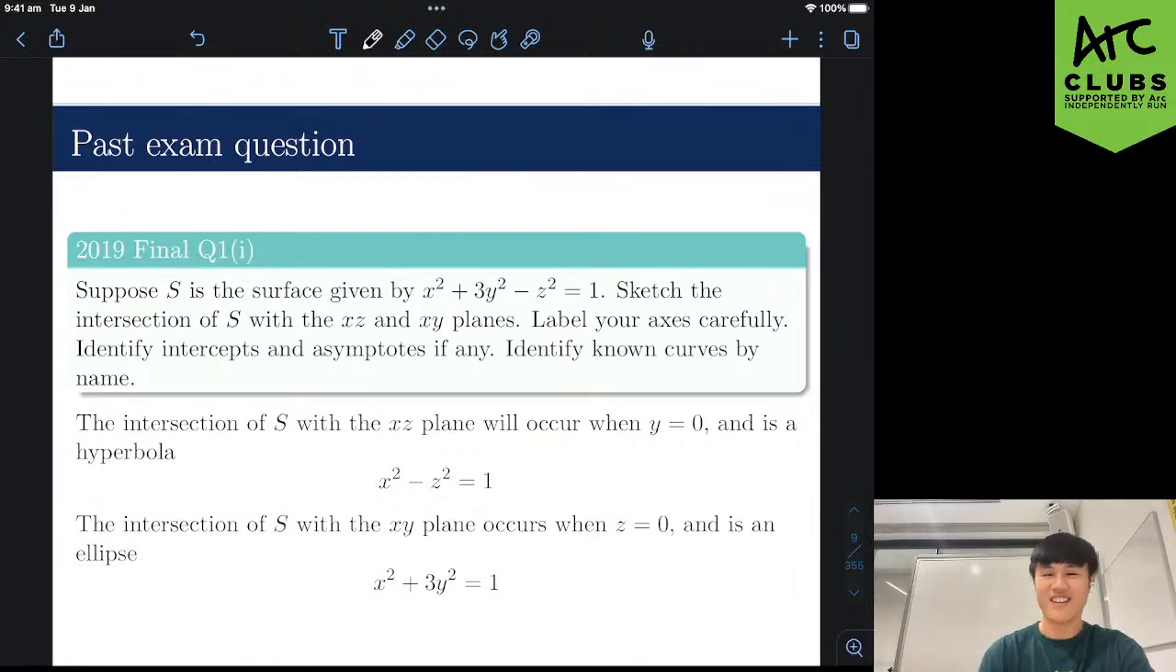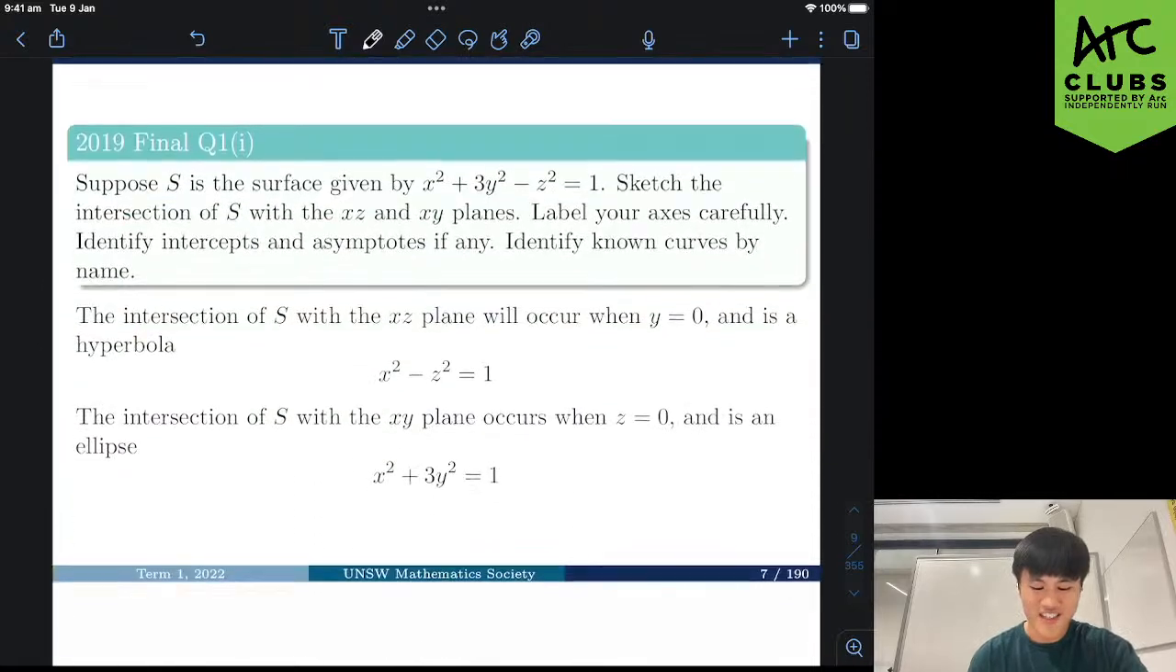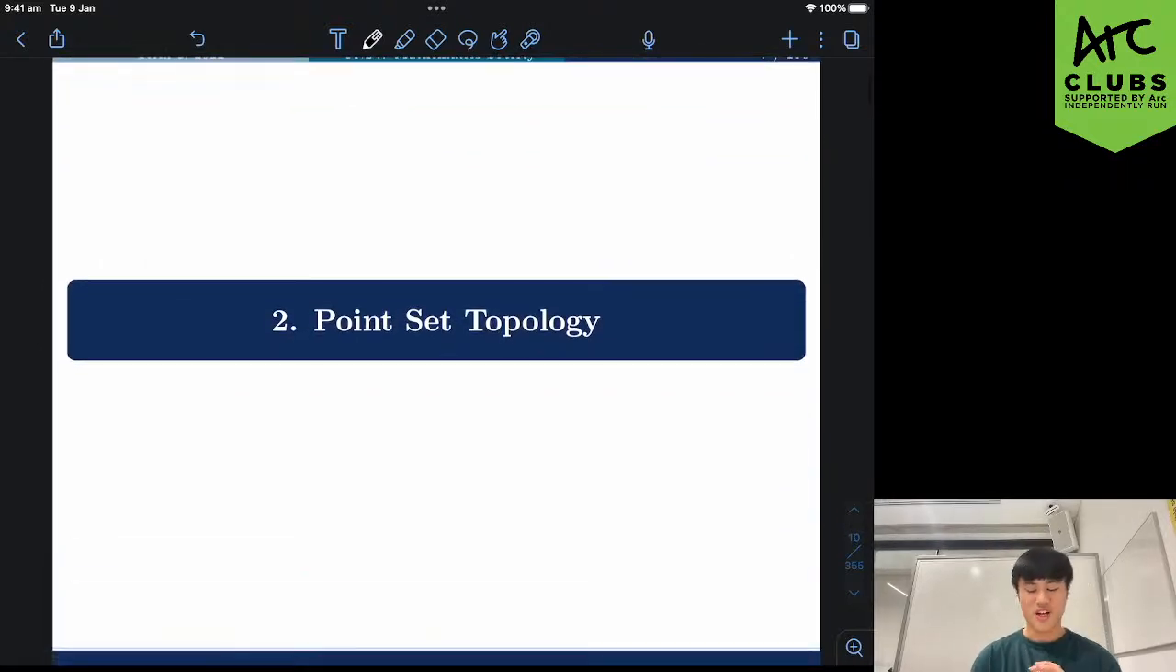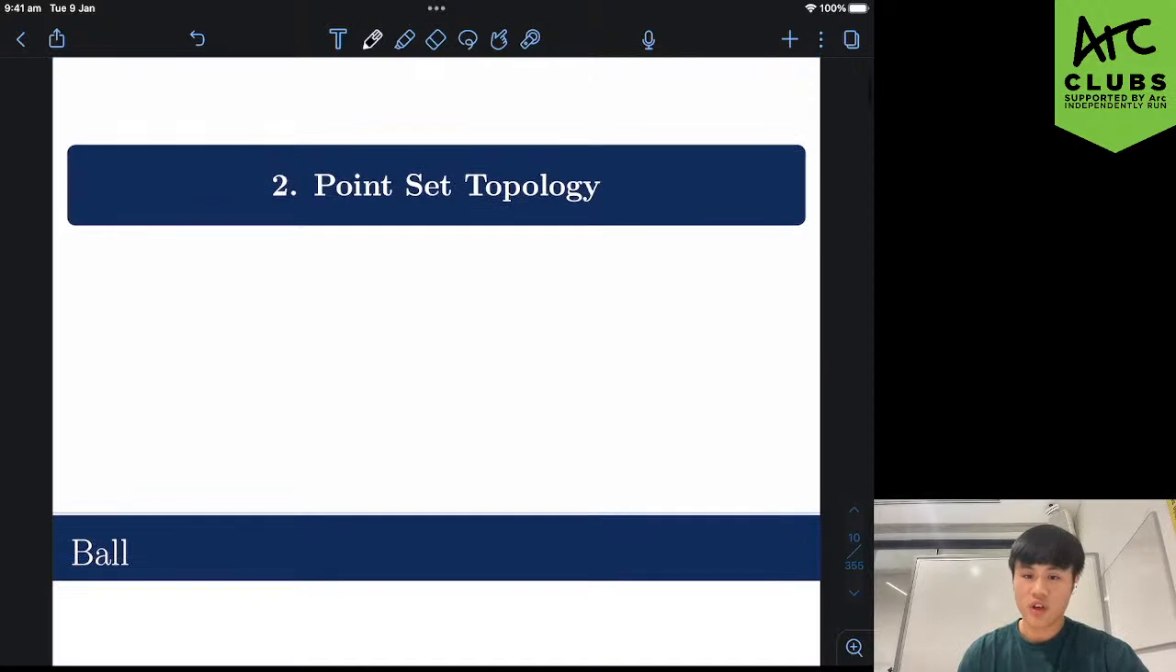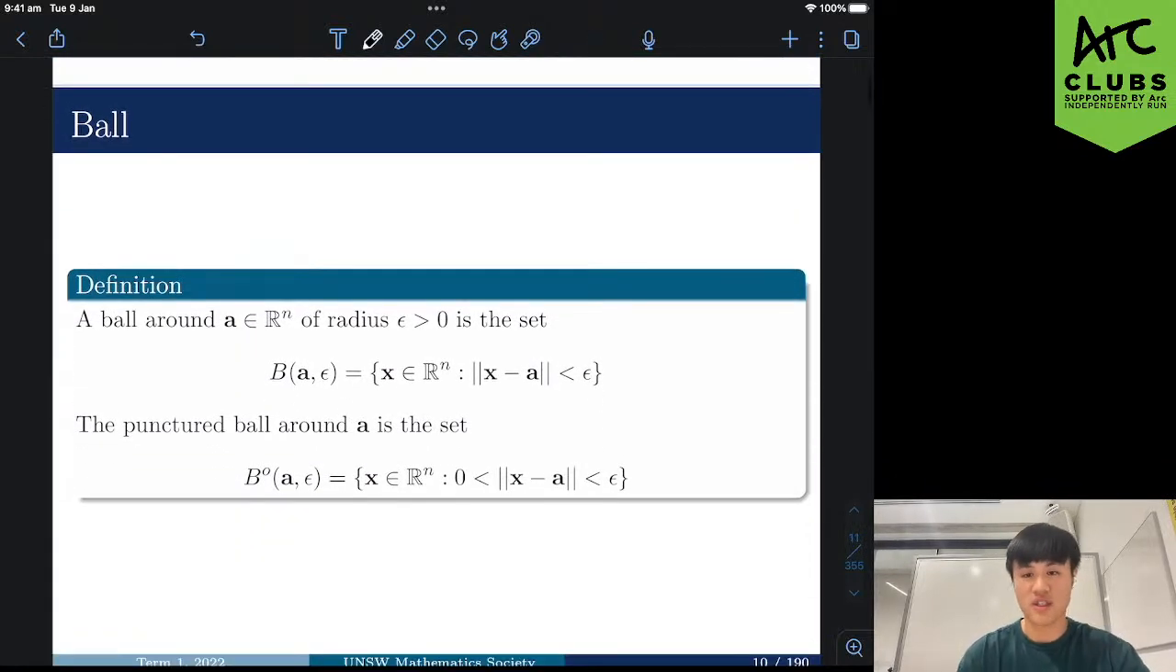And that's actually the end of topic 1, so nice and short. Move on to topic 2, which is probably the harder one out of the 2 topics. And for topic 2, it's just point set topology. Same as what we were going to do earlier, we're going to go through a couple of definitions as well as some theorems, and then have a go at some questions.